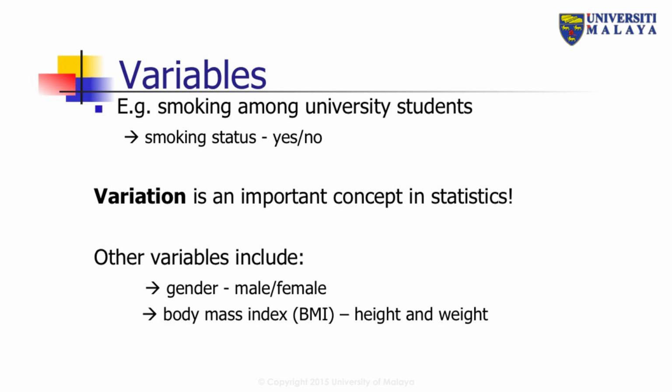interested to know whether there is a difference in the proportion of males and female students who smoke. Therefore, we could also collect information on gender. We could further hypothesize that students who smoke also tend to be obese. We suspect that there is probably an association between smoking and obesity. Therefore, one of the measurements that we might want to include in our study is their body mass index, which would be measured as height and weight as an indicator for obesity.